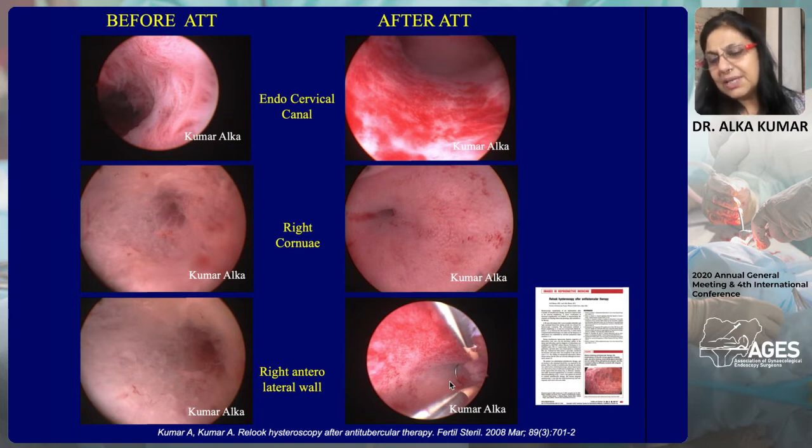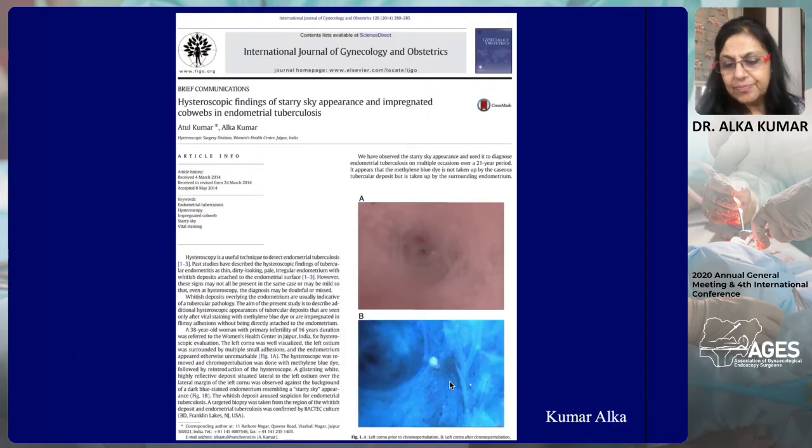the endometrium is pink, it's healthy looking, it's smooth, it's got its character to itself. Similarly, the right cornu had a lot of pale looking, dirty looking endometrium, while it is more, it's got the gland openings which are seen at the right cornu. It's smoother, and the right anterolateral wall as well.